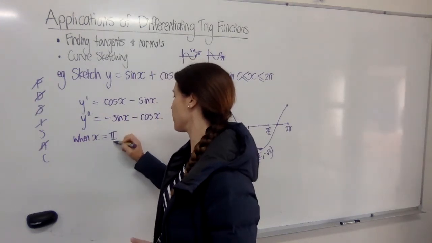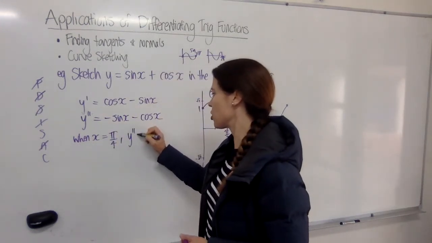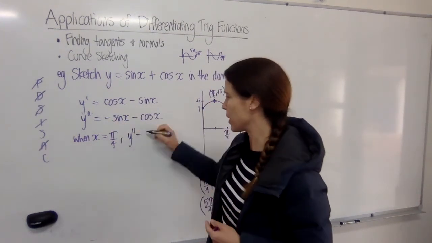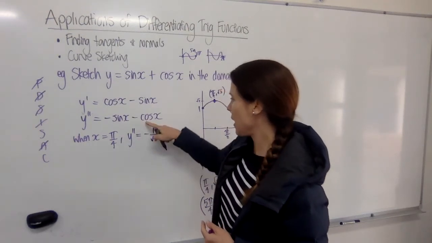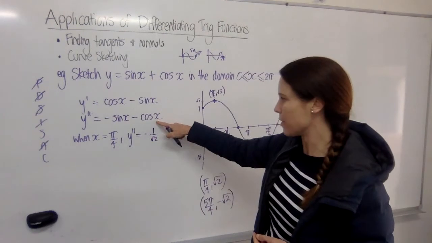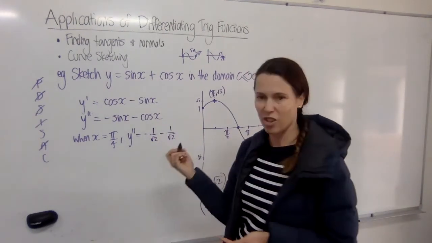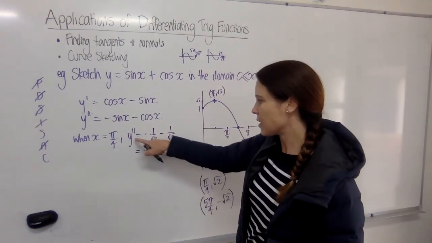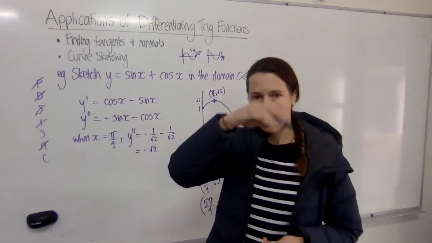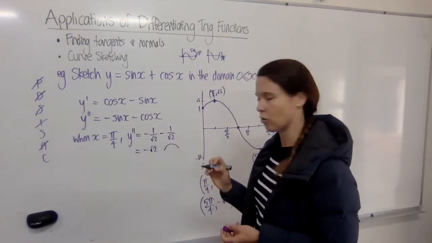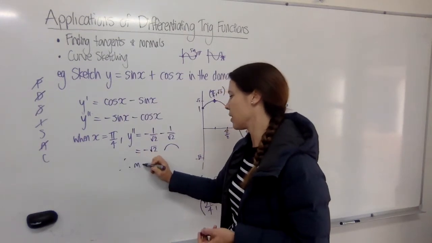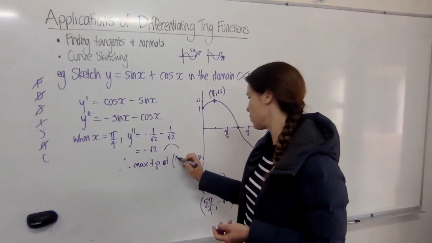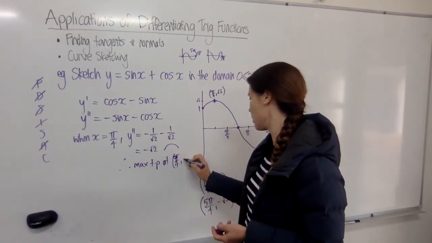When x equals pi on 4, y double dash equals, now the sine of pi on 4, that's 1 over root 2, but we need a negative out the front. And the cos of pi on 4, also 1 over root 2, so we get this. And we've already shown our working in previous lines to see that this is negative root 2. Now, a negative second derivative means it's got a frowny face. I literally just draw it like that. Therefore, it's a maximum turning point. I just write max TP at pi on 4 root 2.